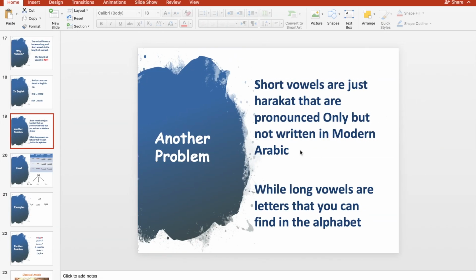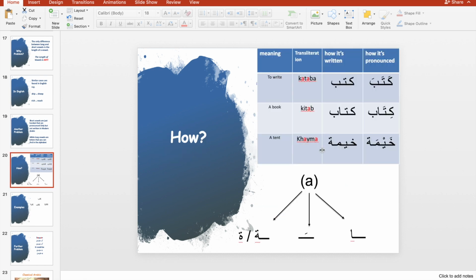Another problem is that short vowels are just harakat. Harakat are only pronounced but not written in modern Arabic, while long vowels are letters that you can find in the alphabet. When a student learns a new vocabulary, the first thing they see in their course book or any website is something like this. A word written with harakat, for example, kataba, and the word written phonetically, ka, ta, ba, and the meaning, of course.